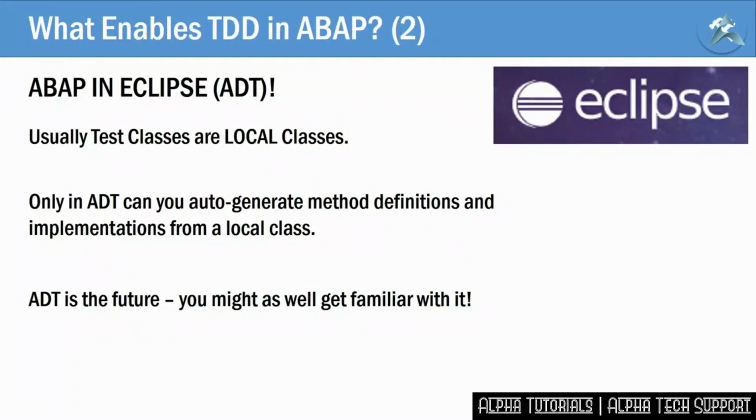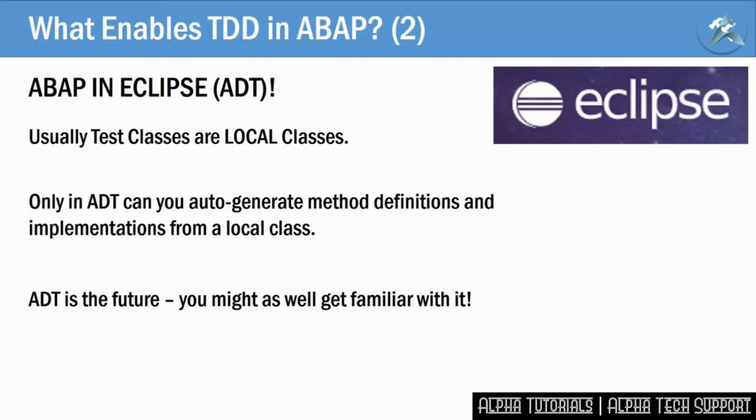99% of the time, test classes are local classes. It's possible to create a global test class, and this is in fact needed to test things like CDS views, but generally, a test class will be a local class within the program being tested. This is to ensure the test gets transported alongside the actual production code.